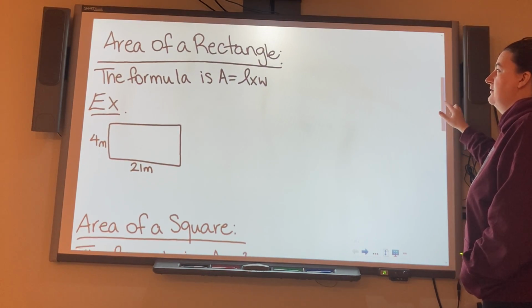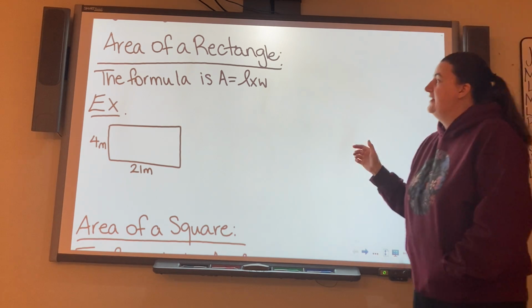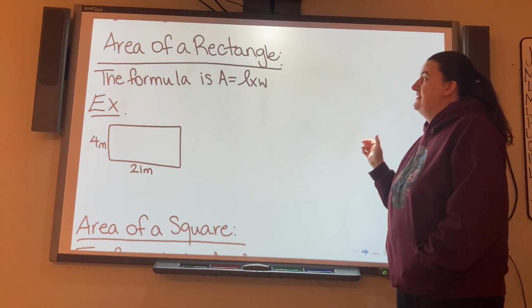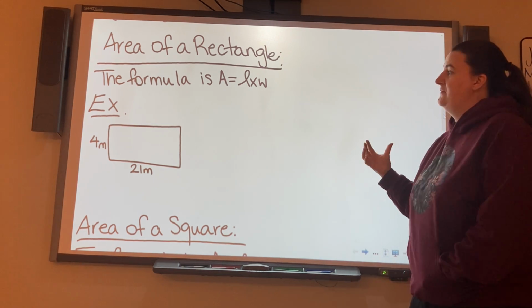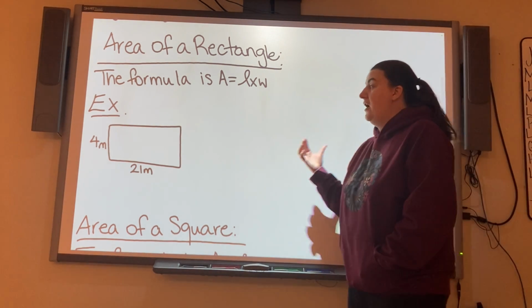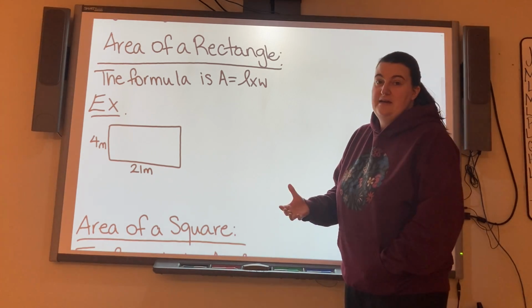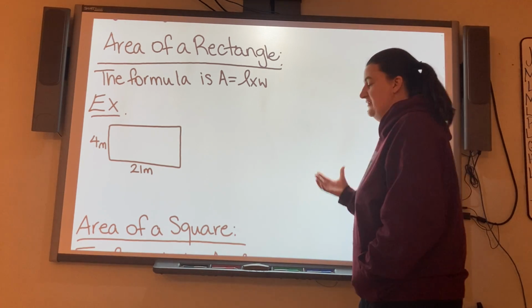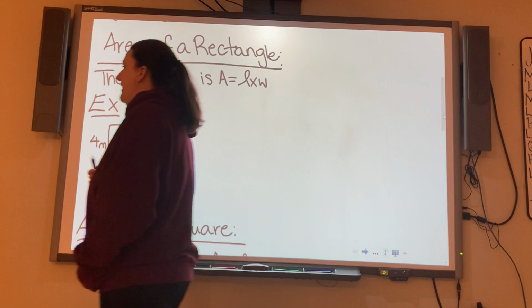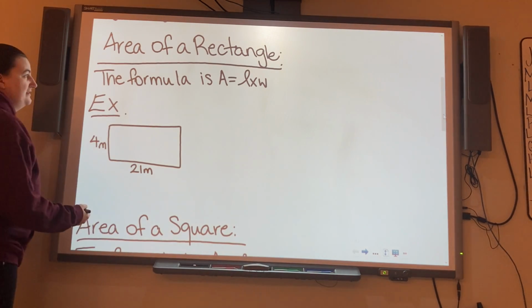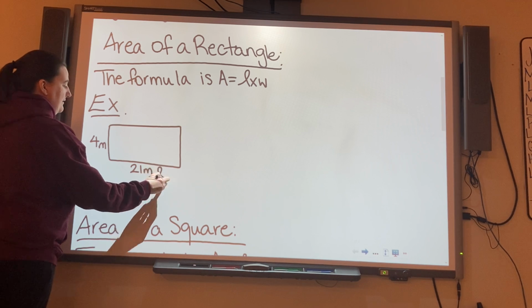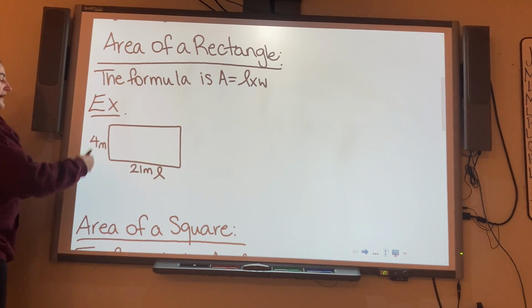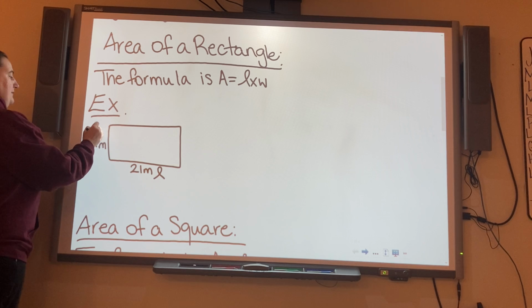So let's talk about rectangles. The formula for the area of a rectangle is A equals L times W. So area equals length times width. Now we already know the L and the W from last week from perimeter. So just a quick review, the L is the long one and the W is the short one. So the L, the length on this one, is 21 meters, and the W, the width, is 4.